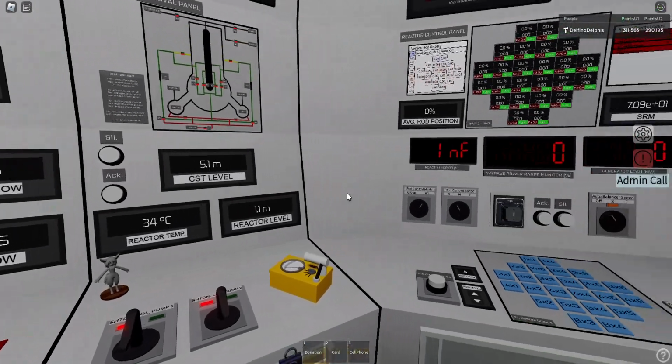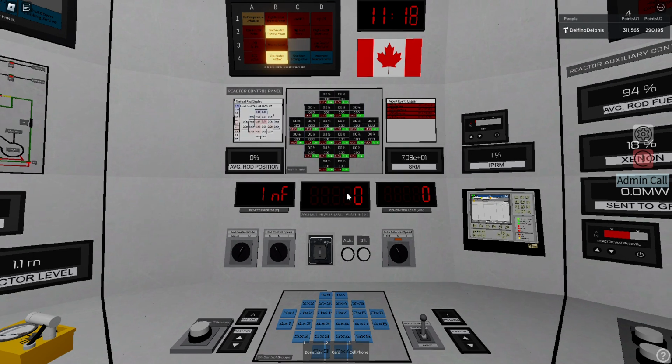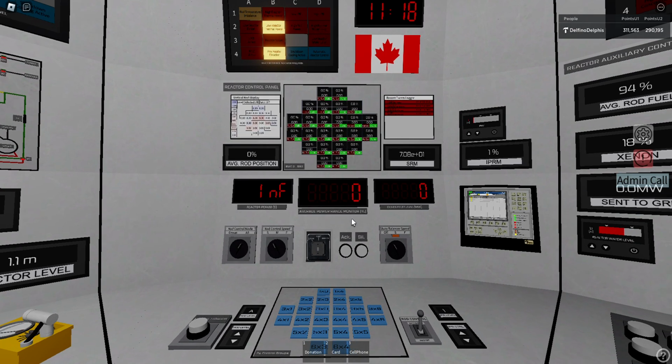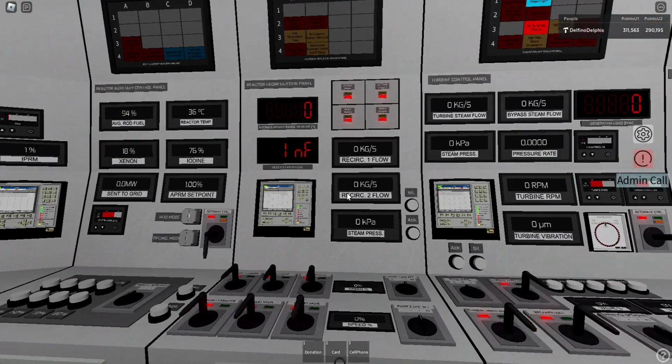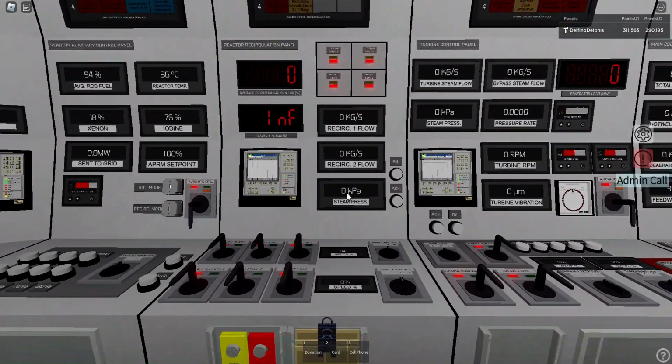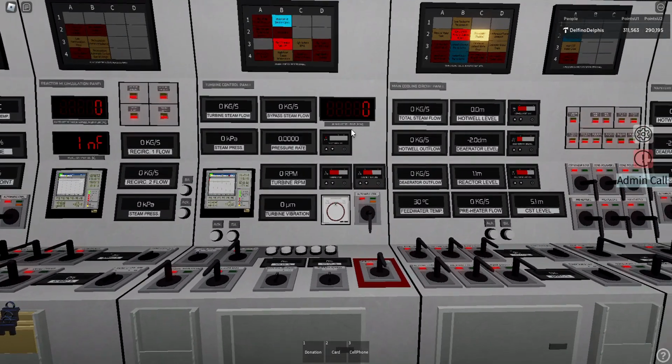Okay, and this is the main reactor panel. We'll use it to push and pull rods to change reactivity and reactor power. This is the auto control, we'll discuss this later. The recirculation, we'll also discuss in a moment. Turbine, so this is where we generate electricity.